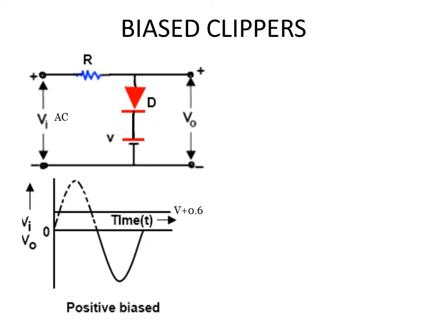So that is what is shown here. You have some battery whose voltage is V, and the diode, which acts like a battery when it is forward biased, with voltage 0.6. So the total voltage at which the clipping will take place is V plus 0.6. I have drawn this straight line parallel to the x-axis, which means that is the level at which clipping will take place. So the output will look like this.